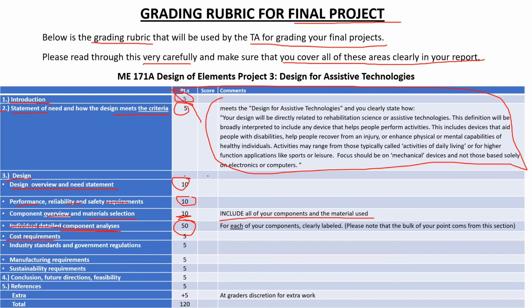Then we have 5 points associated for your cost requirements, 5 points for the industry standards and government regulations, 5 points for the manufacturing requirements, 5 points for sustainability requirements, 5 points for your conclusion, future directions and feasibility, and 5 points for the references. And then I'm leaving a bonus 5 points. Did you really put in some extra effort? Did you go above and beyond there? So there's a possibility for a bonus 5 points right there. So the total grade for this final group project submission will be out of 120 points.